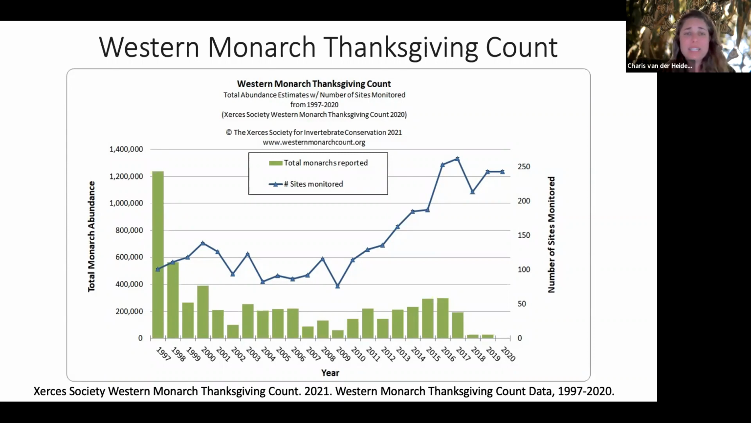So here's the data from the Western Monarch Thanksgiving Count, and you can see that the population fluctuates from year to year, and this is quite common for insect populations. The blue line in this graph is the number of sites that are counted each year, and the green bars are the count of monarchs, the number of individuals that were counted. So you can see that there's been a general decline in the numbers, and the last 3 years here, 2018, 19, and 2020, have been the lowest that we've seen yet. So next slide.